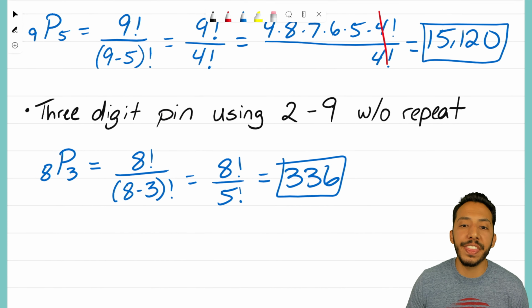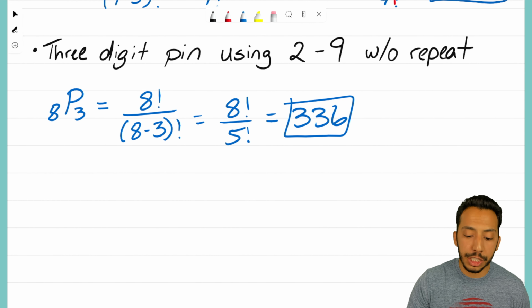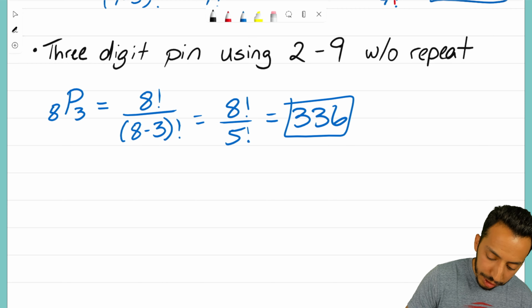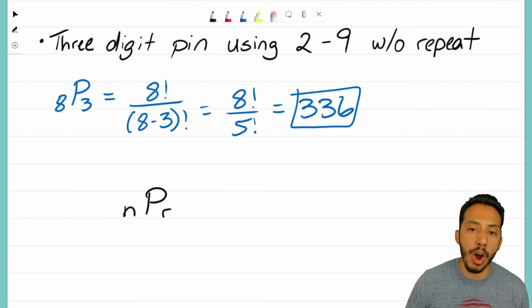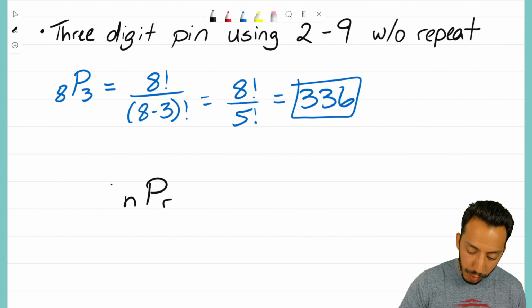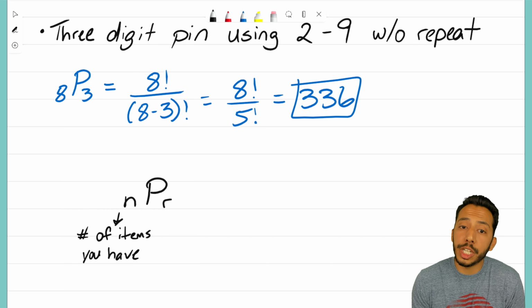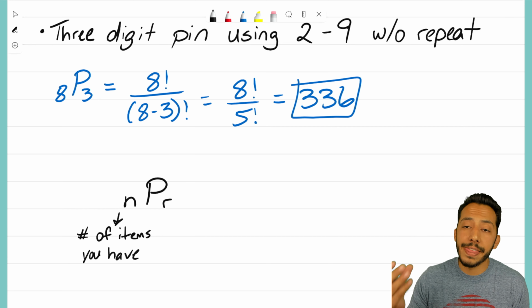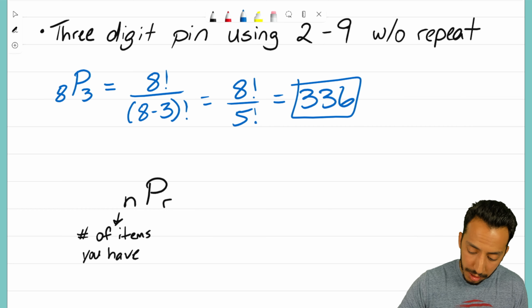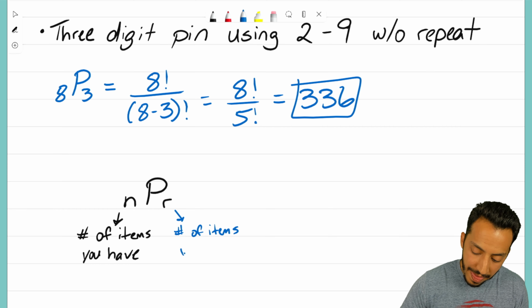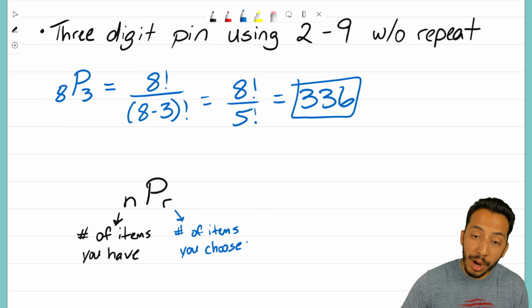There's really 2 big things you need for this. And now might be a good time to actually write this out as a formula. Here's our formula. We're going to have nPr, with a capital P and lowercase r. n here is going to represent the number of items you have. In this case, we were picking from just numbers. How many numbers were we choosing? That's what n represents here. r is going to represent the number of items that you choose. How many are we picking?